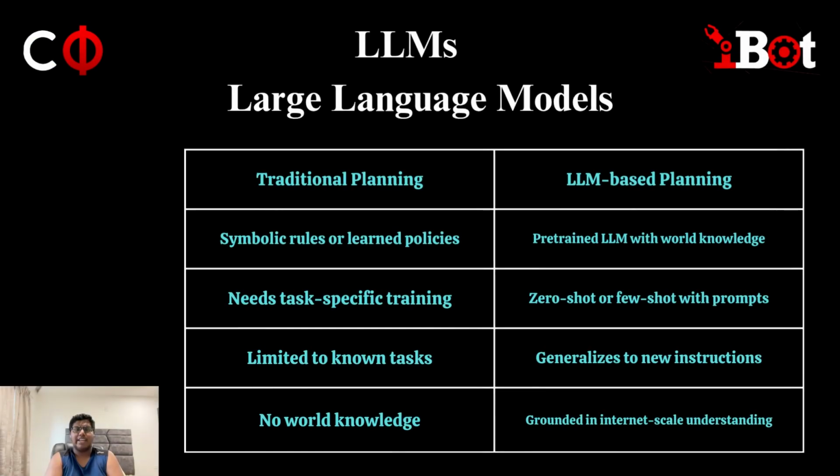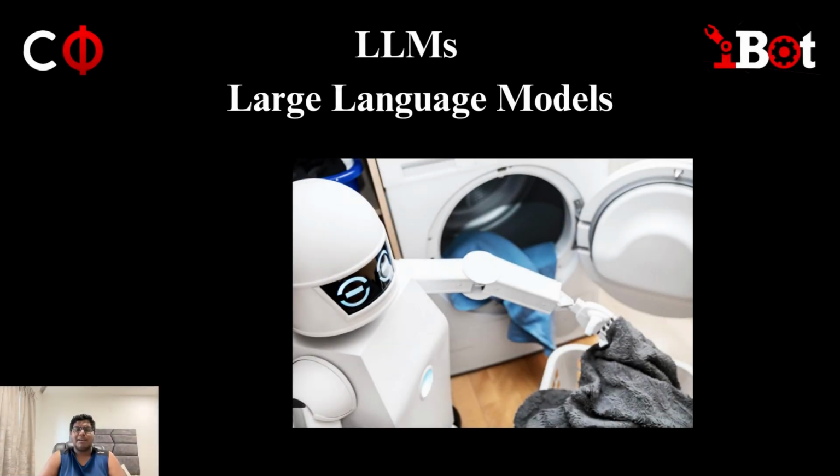Large language models, or LLMs, have recently opened a new era in robotic planning. Unlike classical planners that require hand-coded rules or learning-based models that require several thousands of training episodes, LLMs offer something very fundamentally different. They have been pre-trained on massive internet-scale data, giving them a broad understanding of the world, objects, actions, goals, and how they relate. This means that they already know what a basket is or what it means to put the towel in the basket without ever seeing a robot actually do it.